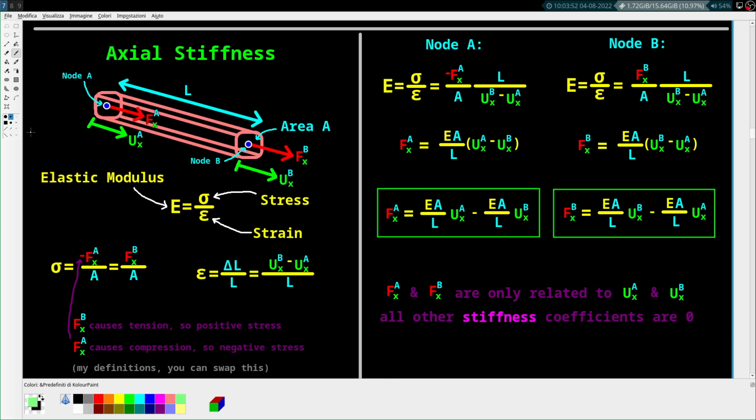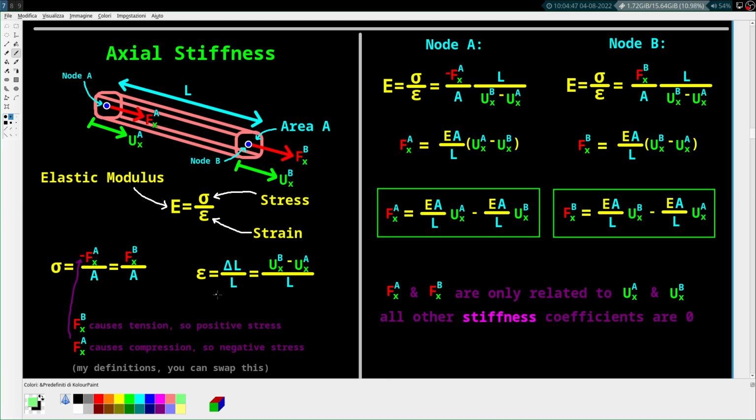Well, that means, let's say you were to fix node A in space, hold it there still, and then pull node B with the force Fxb. That would cause this bar to get longer. That would be a tensile stress, right? It's tension. So positive sign on that one, right? And then if you were to fix node B and apply a positive force at A, that would be a compressive stress or negative. That's why there's a negative sign there.